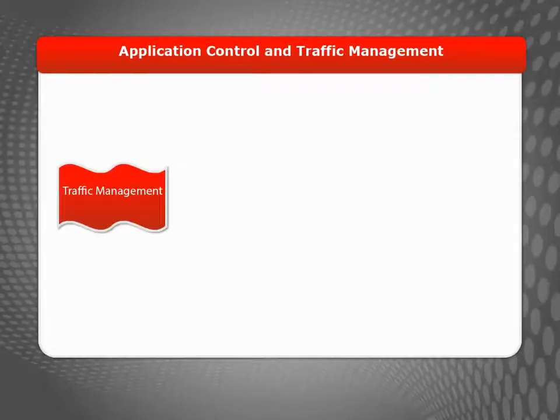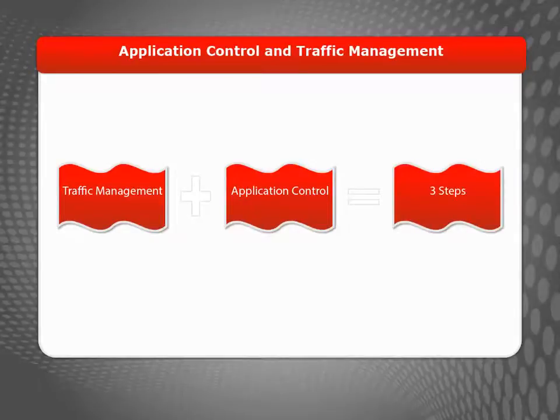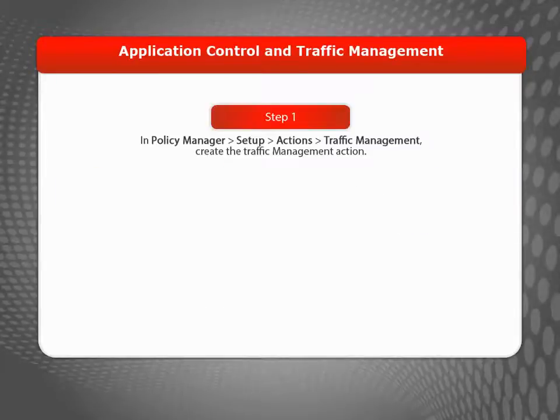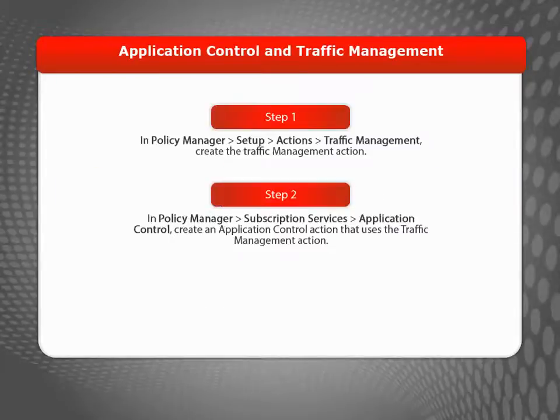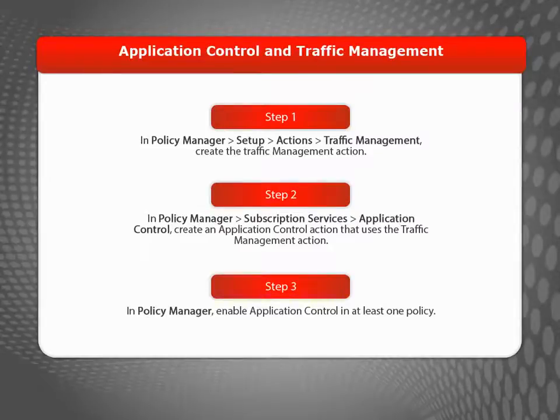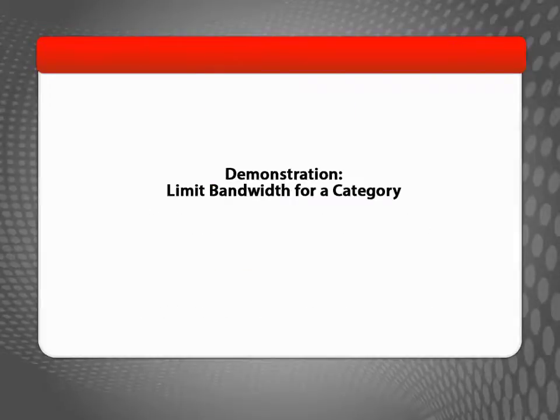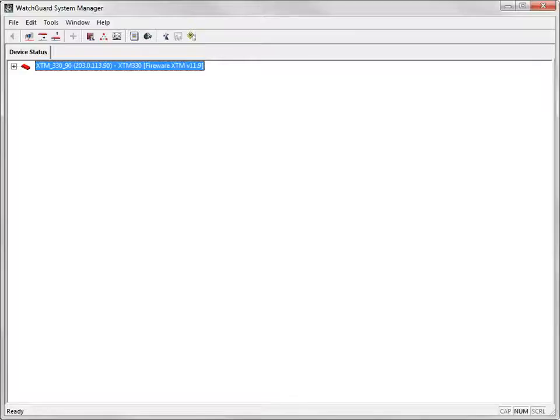Whenever you want traffic management and application control to work together, there are three steps to follow. You need to create the traffic management action, create an application control action that uses the traffic management action, and you need to enable application control in at least one policy. Let's take a closer look.